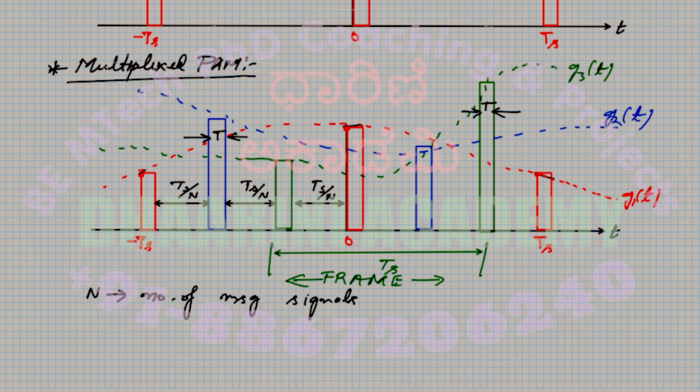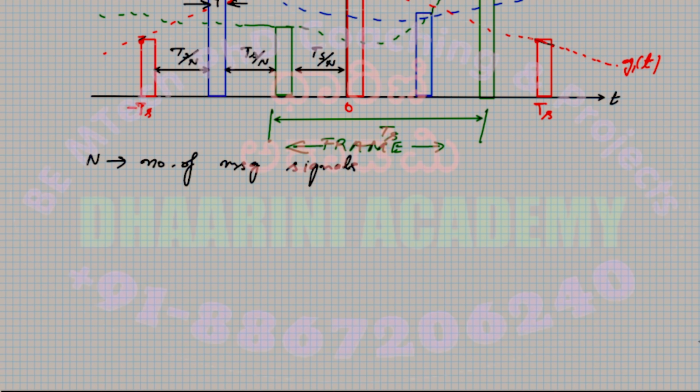Okay, so that finishes the whole concept. Now, what is the minimum bandwidth required? We just have to calculate that. That's the last point we write here.